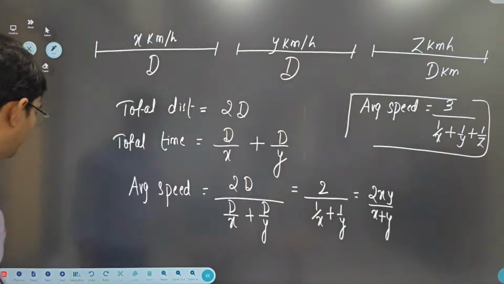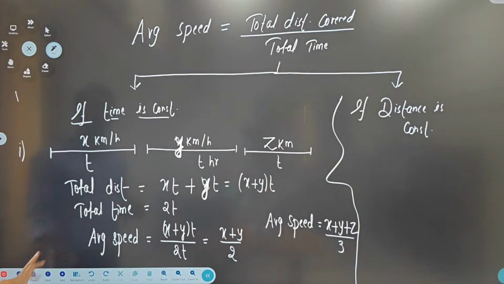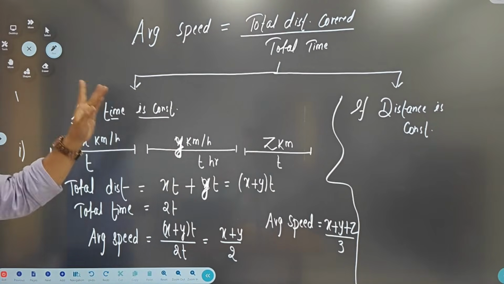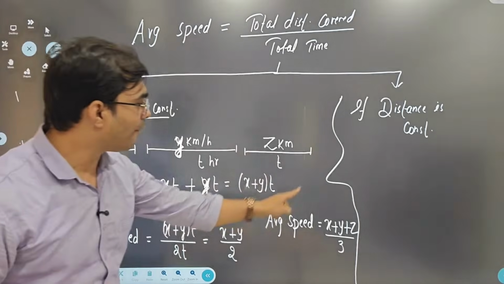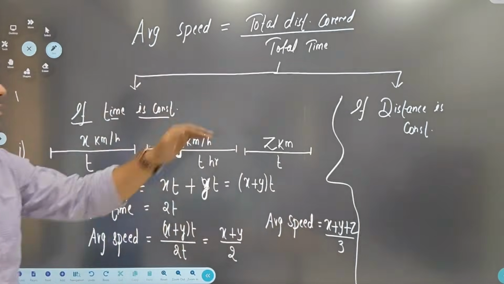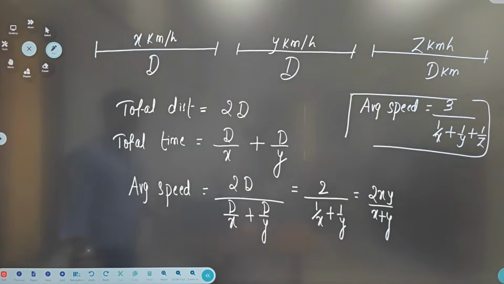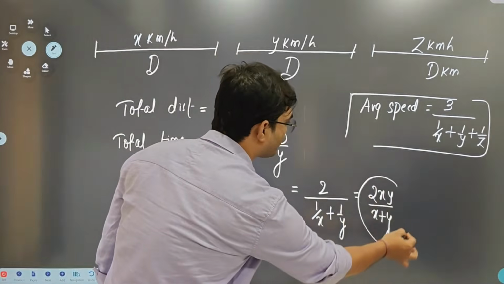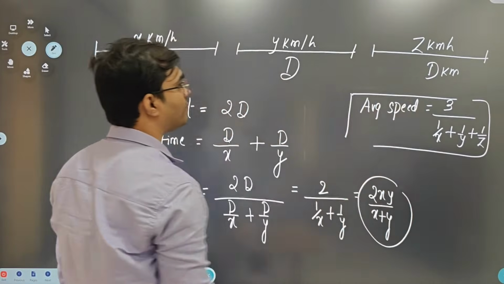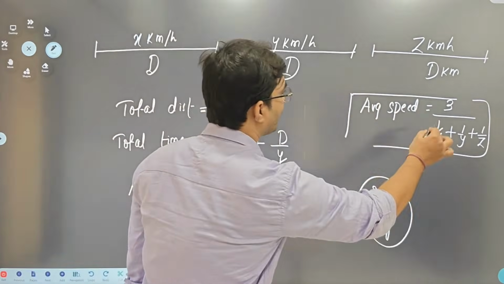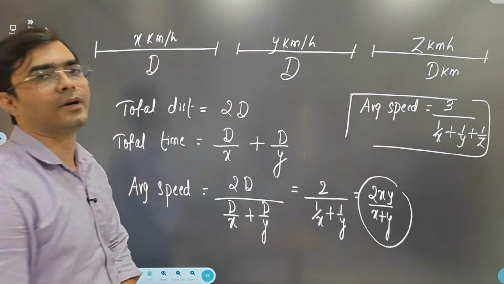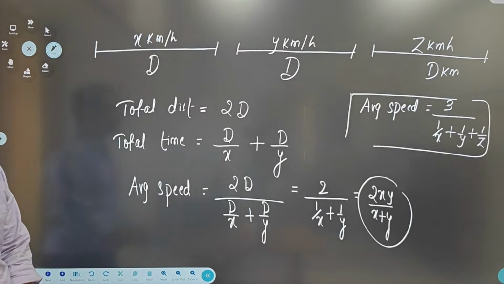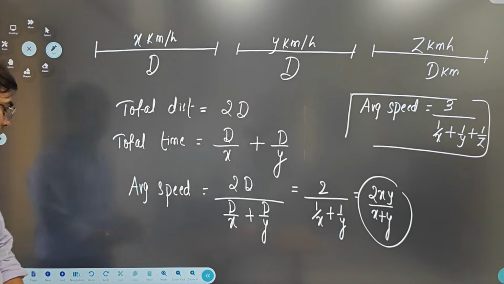Clear? So how will you remember these 2 points? The first point is, when time is constant, what is the average speed? Average speed is the average of all the speeds. When the distance is constant, in that case, the average speed for the two values will be equal to 2xy by x plus y. But if 3 variables are given, then the answer is 3 divided by 1 by x plus 1 by y plus 1 by z. Right? Let's solve a few problems based on this.